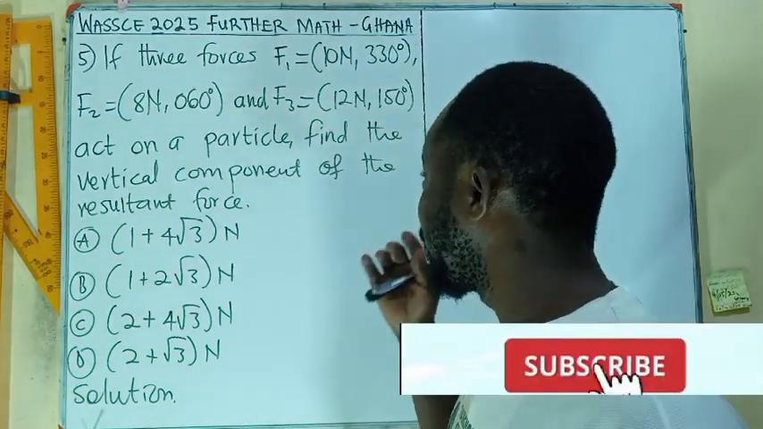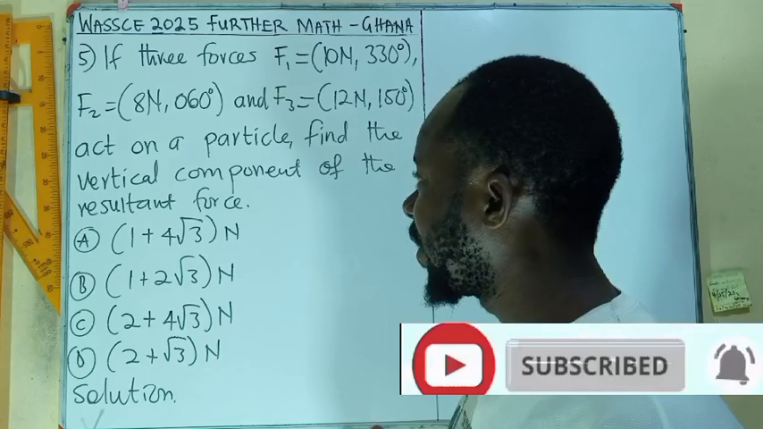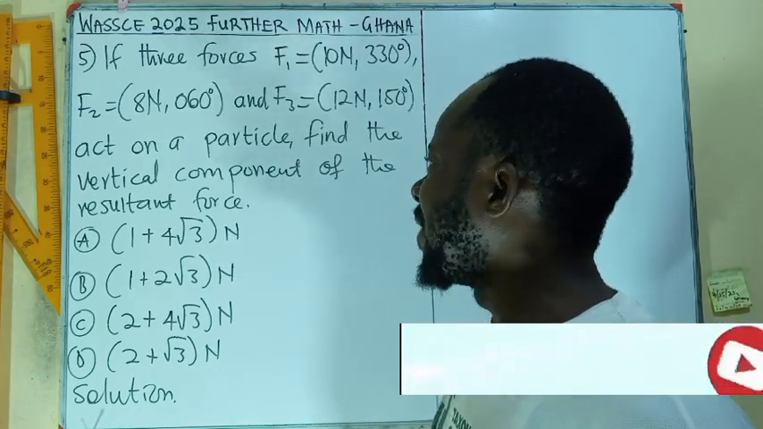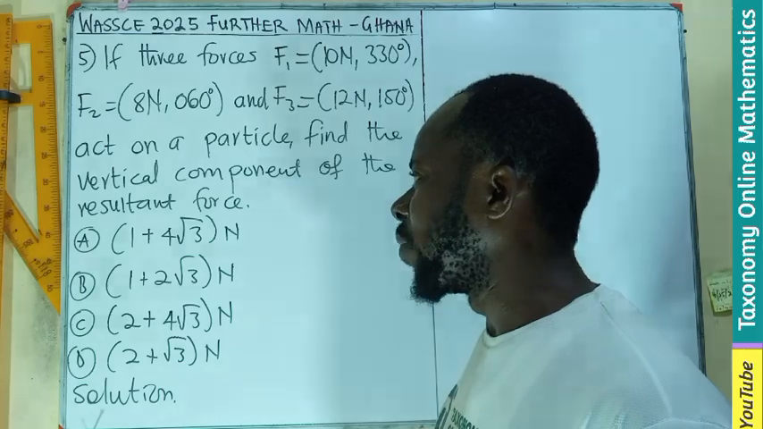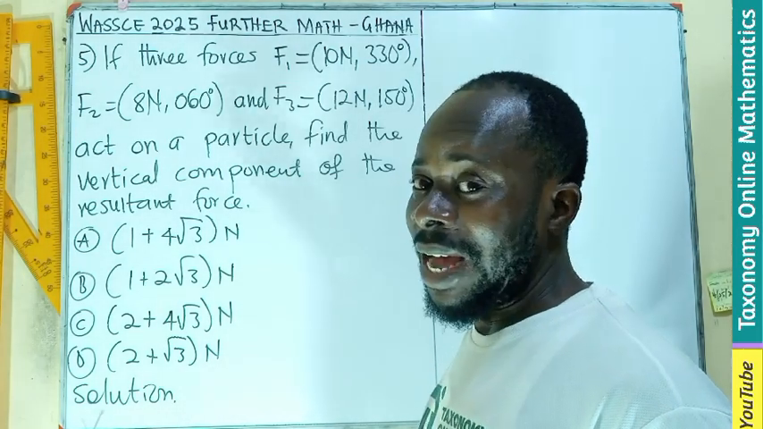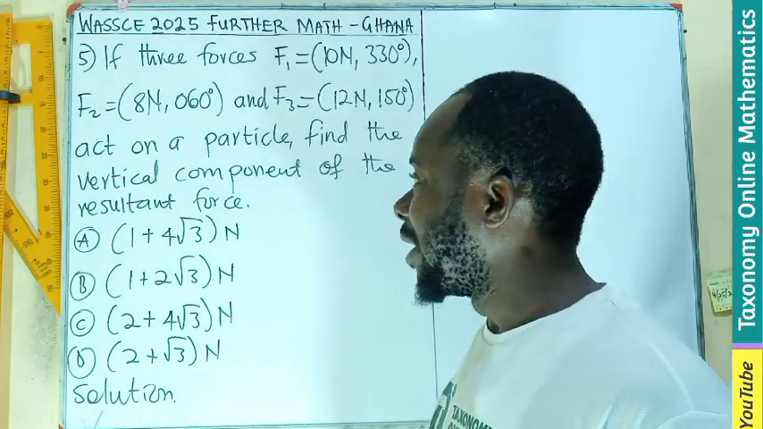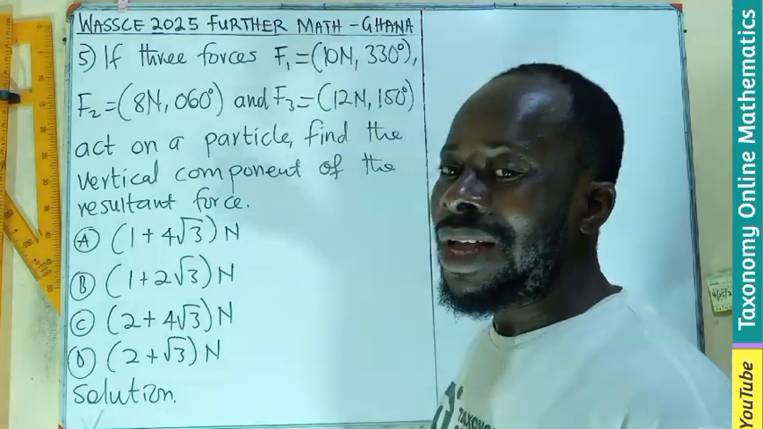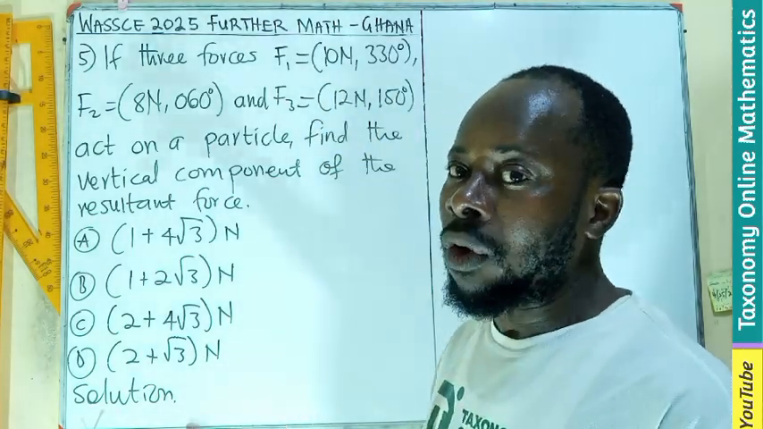If three forces, force 1, force 2, and force 3, act on a particle, we have to find the vertical component of the resultant force. This is under mechanics, statics, resolving a force in magnitude and direction form into a vector column form.